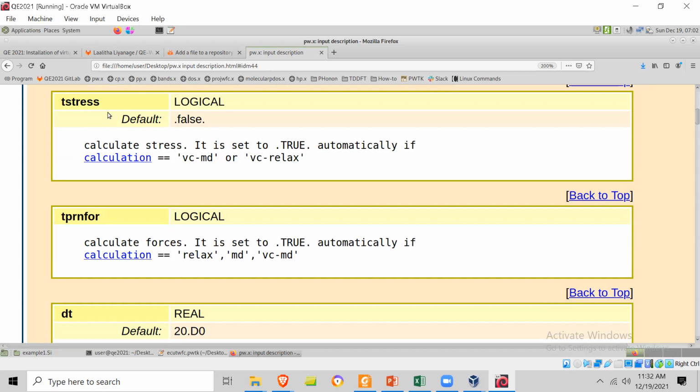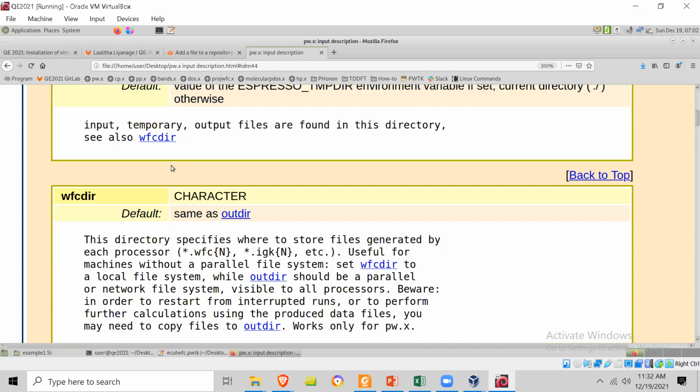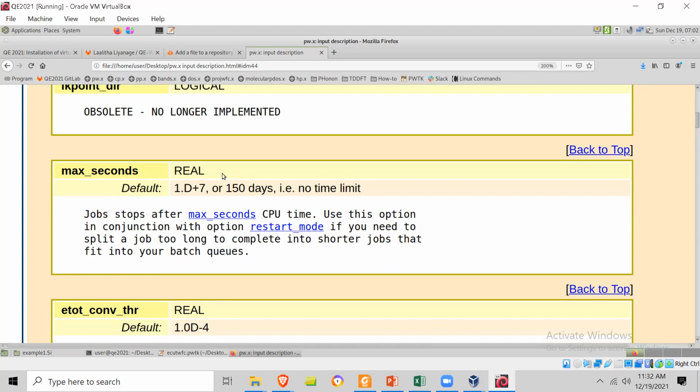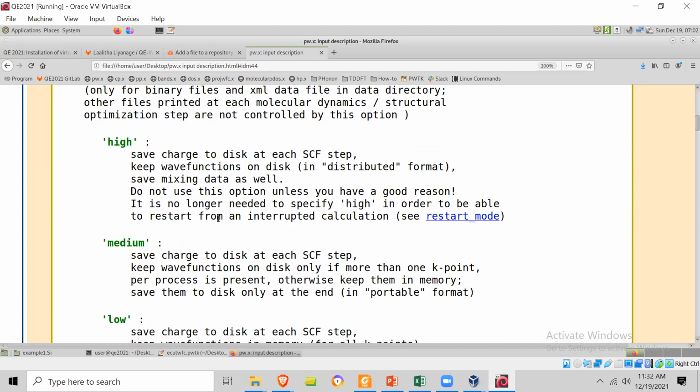If you want to print the stress or the forces and things like that, you have to do that. Max seconds was there in the BRI because they kept asking you to stop after a maximum number of seconds. Otherwise your computer might hang up. So that's probably why they have put that in there. There's a bunch of these keywords that you can go through.